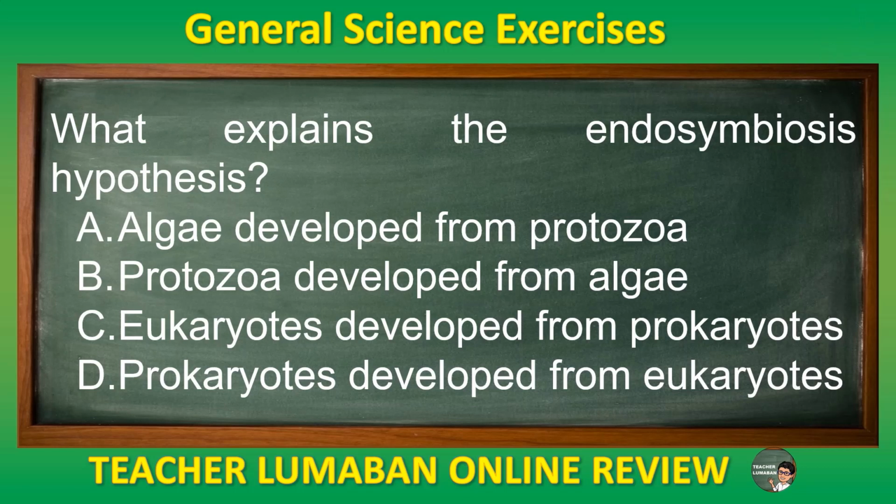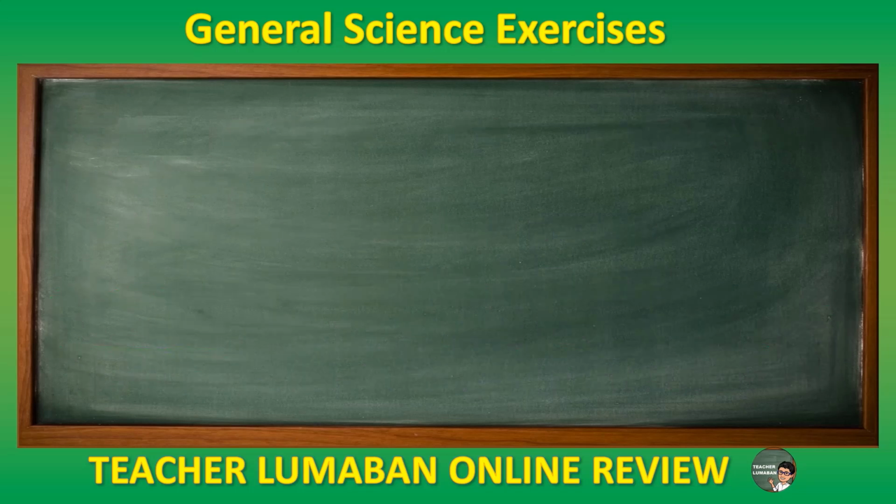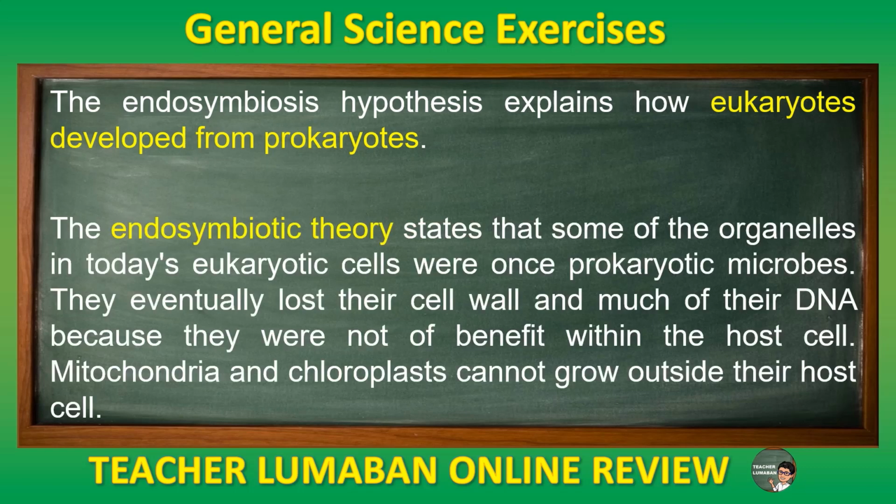Eukaryotes developed from prokaryotes. The endosymbiosis hypothesis explains how eukaryotes developed from prokaryotes. The endosymbiotic theory states that some of the organelles in today's eukaryotic cells were once prokaryotic microbes. They eventually lost their cell wall and much of their DNA because they were not of benefit within the host cell. Mitochondria and chloroplasts cannot grow outside their host cell.